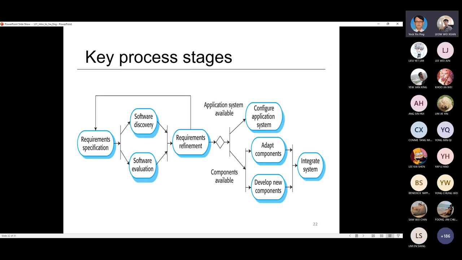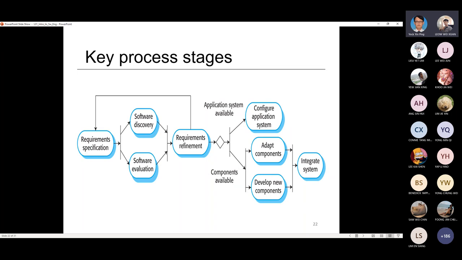So first, you need to have requirement specifications. So you need to do the planning and analysis. And then you need to plan what kind of components are closely related to your customer requirement. Okay. Then you need to analyze also whether these components are able to adapt into your system, are compatible with your system design.